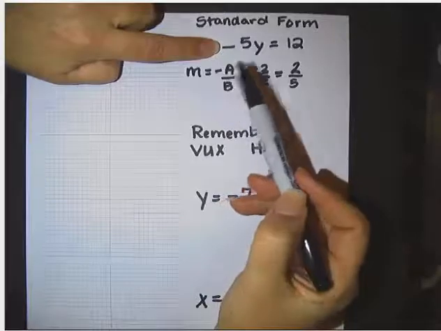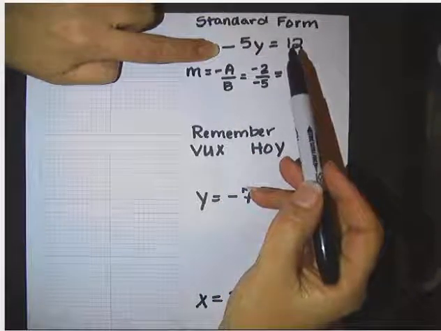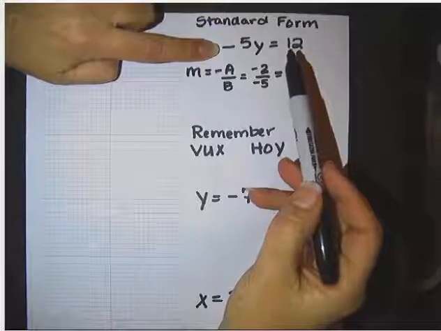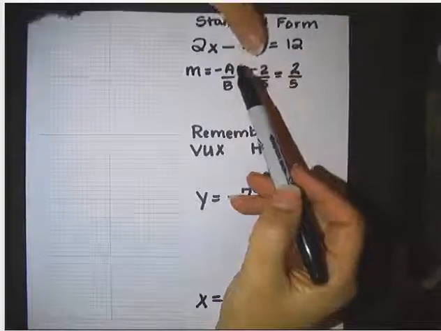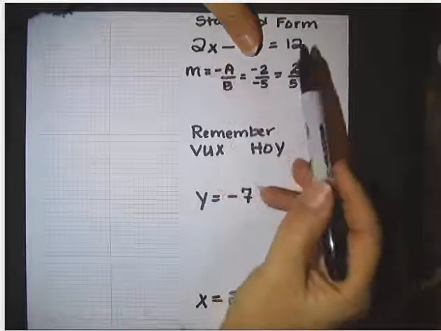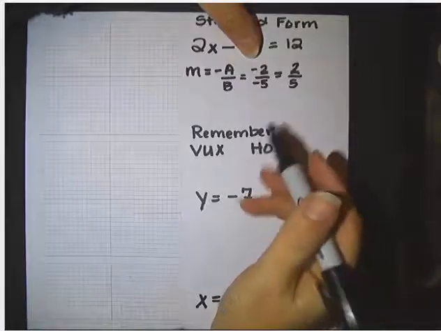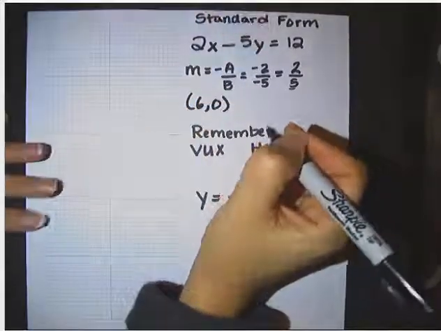And I can look, if I divide by 5, my y-intercept is -12/5. Yuck, don't want to use that. So let's look at our x-intercept. Our x-intercept is always where y is 0. If I divide by 2, my x-intercept is 6, a much nicer point. So I'm going to begin with my x-intercept this time, (6, 0).